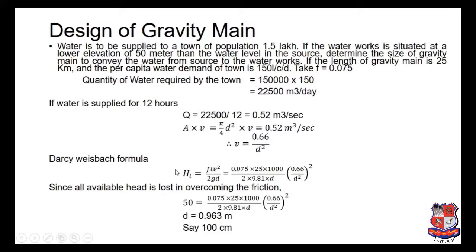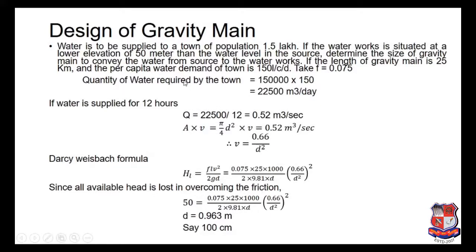Now we know that for head loss, Darcy-Weisbach formula states that HL is equal to FLV square upon 2GD. F is given, which is 0.075. L length is 25 km, converted in meter, 25 multiplied by 1000 divided by 2 into 9.81 into D, right? G is 9.81 into D, and V is 0.66 divided by D square, right? And all square.